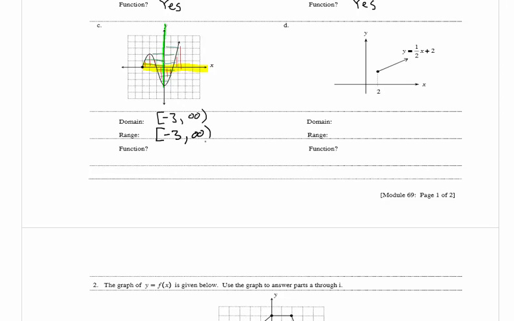to infinity. And now if we were to use the vertical line test, if we were to draw a vertical line anywhere on this relation, we would only touch one point. So it is a function, yes.